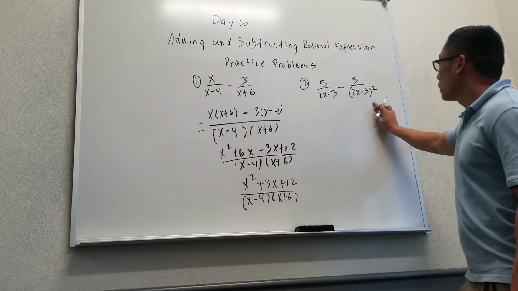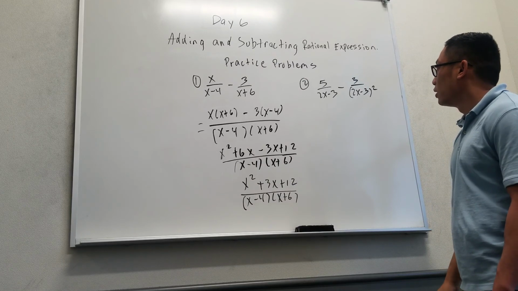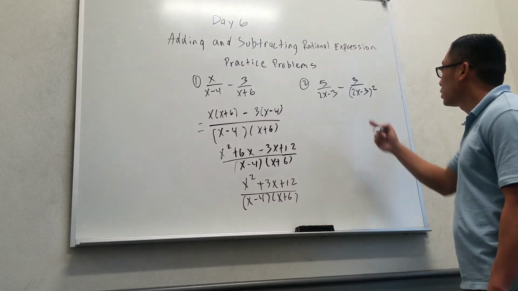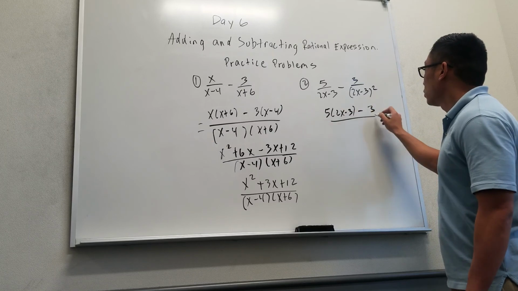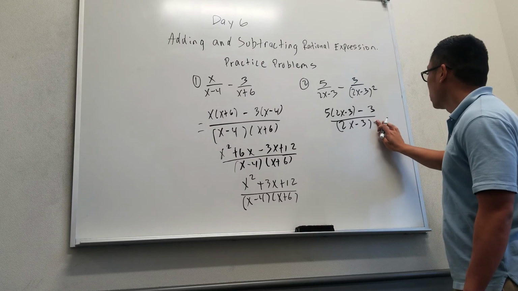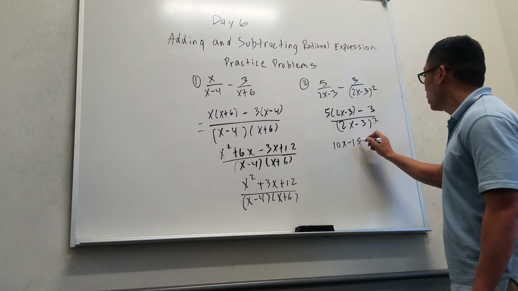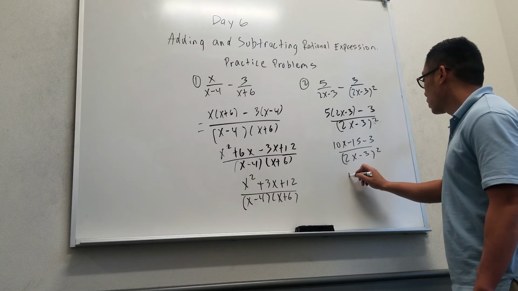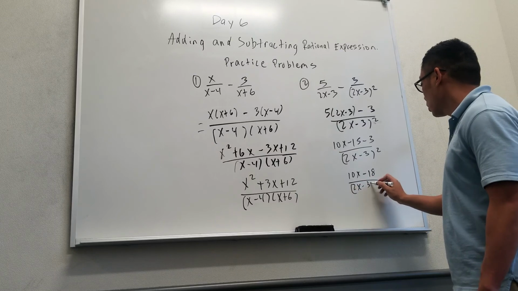So LCD is 2x minus 3 squared. So I gotta multiply this by what? Pause the video, try it out. So each problem I do, pause the video, try it out, for the practice problem. So in this case, this is missing a 2x minus 3. I gotta multiply by 2x minus 3. This is 2x minus 3 squared, if you like to write it that way, you can say 2x minus 3 times 2x minus 3. This one I distribute, you get 10x minus 15 minus 3 over 2x minus 3 squared. This becomes 10x minus 18 over 2x minus 3 squared, right?